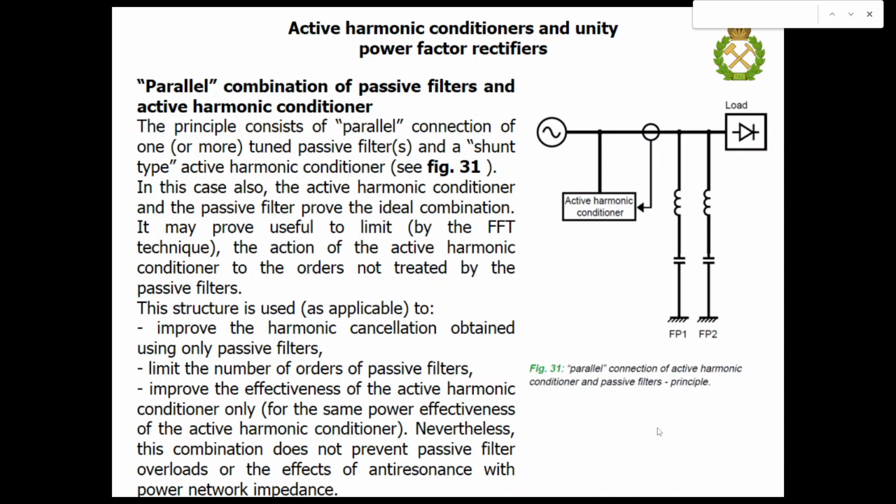Such a topology, called parallel connection of active harmonic conditioner and passive filters, is very widespread in industrial power supply systems. We use some passive filters to eliminate some characteristic harmonics, for example, fifth or seventh, and the residual current distortions are eliminated by an active harmonic conditioner of decreased rating and decreased cost.